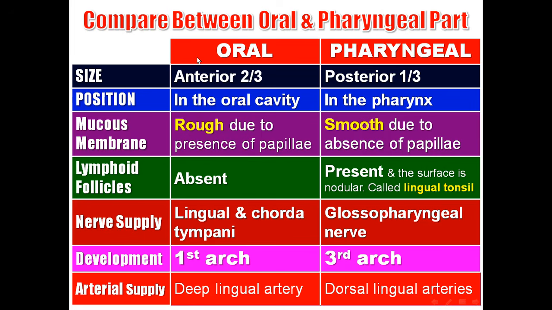Regarding the development of the mucous membrane, the oral part develops from the first pharyngeal arch. The pharyngeal part develops from the 3rd pharyngeal arch. That's why the anterior 2/3, or the oral part, is supplied by the lingual nerve, and the posterior 1/3 is supplied by the glossopharyngeal nerve. Regarding the arterial supply, the tongue is supplied by branches of the lingual artery. The oral part is supplied by the deep lingual artery. The pharyngeal part is supplied by the dorsal lingual arteries.